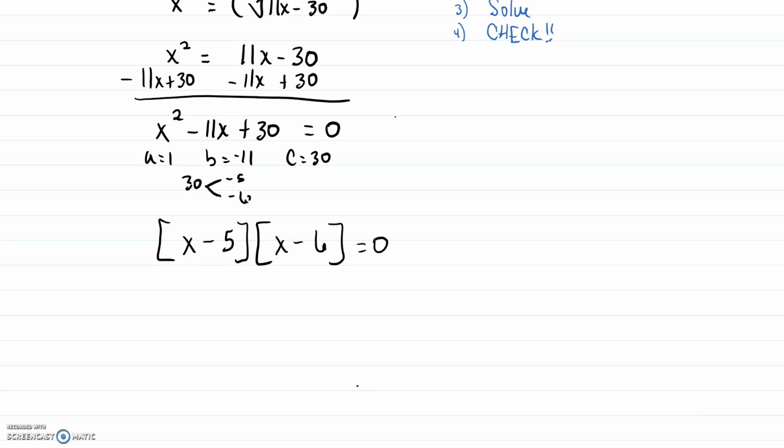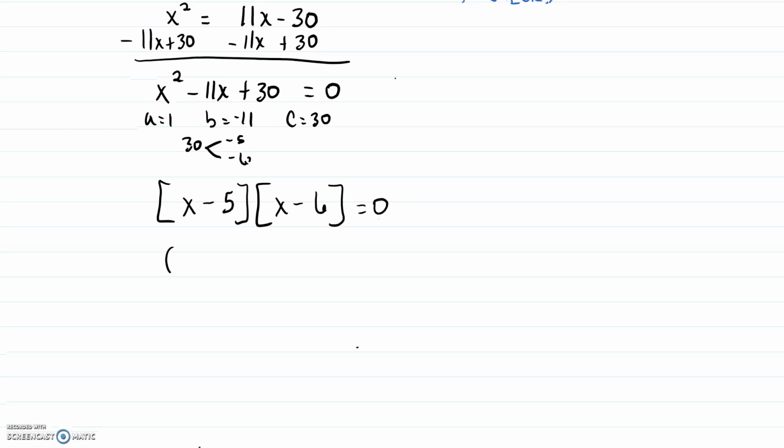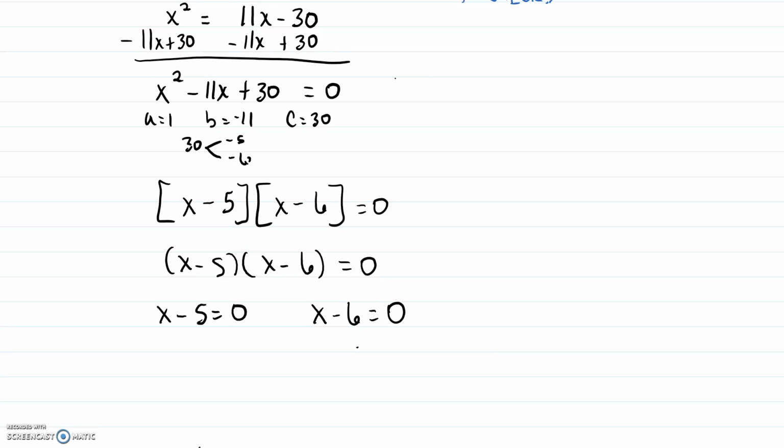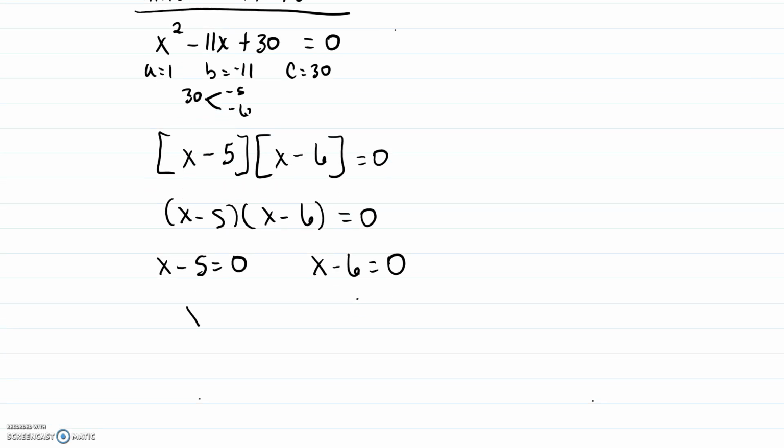Okay, so this is factorable. We'll use factoring to solve. And with factoring, as long as you have it factored, it equals 0, you're going to take each factor, set it equal to 0, and then continue solving. So we have two possible solutions, 5 and 6.